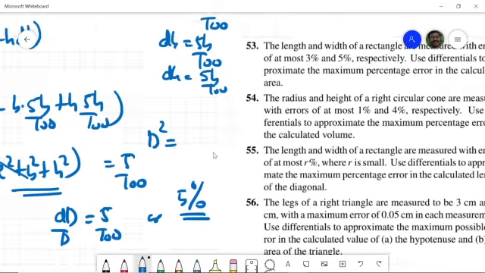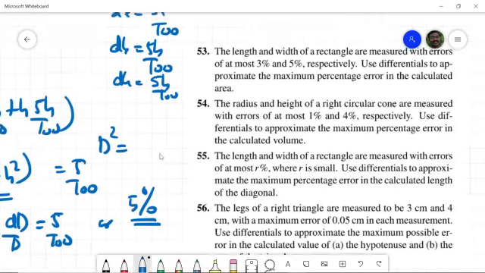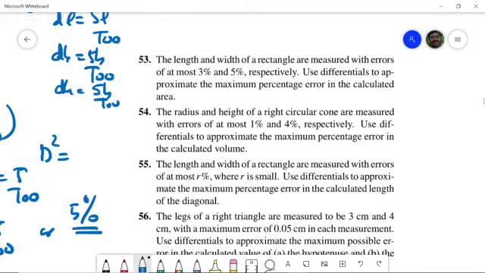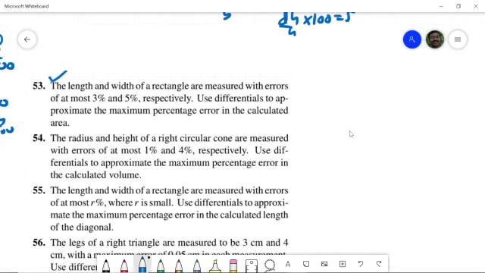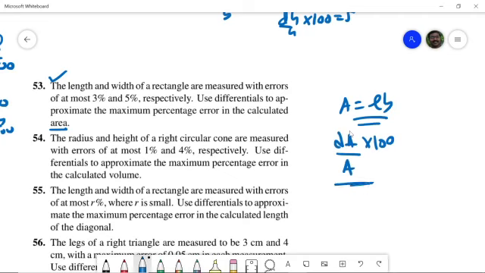There are many problems of this type. In every problem you need to find this dD by D, or whatever it is, you have to find the differentials. Okay, so you can see one more question. The length and width of a rectangle are measured with errors of at most 3% and 5%. Here we are finding the maximum percentage error in the calculated area. So area here is actually L into B. I need to find the percentage error in area, so dA by A into 100. And what is given to me? It is given that dL by L into 100 can be a maximum of 3, and dB by B into 100 can be a maximum of 5.